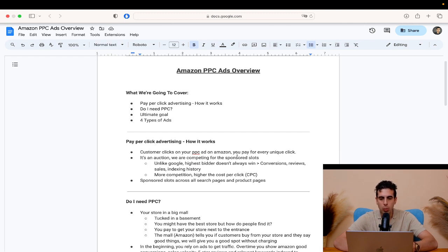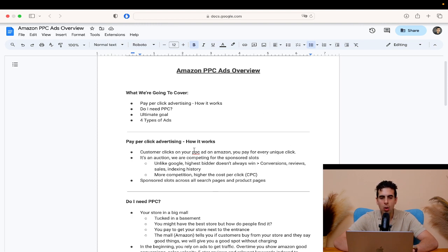Now, keep in mind, it is unique visitors or unique clicks. So if the same person keeps clicking the sponsored listing, they go back and they click on it again, you're only going to be charged once. There is an attribution window, so after that, you will be charged again. But as I mentioned, I want to keep it simple, so just keep in mind, it's per unique click.